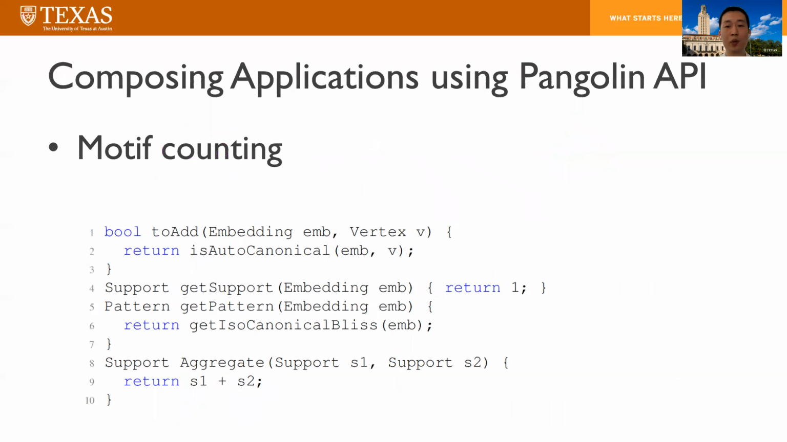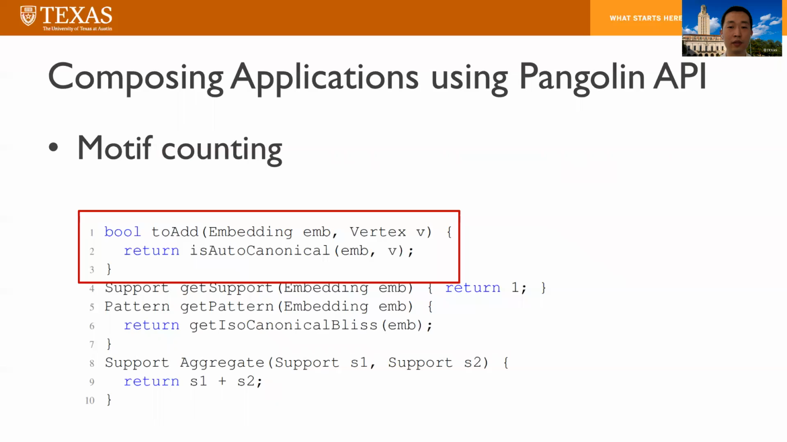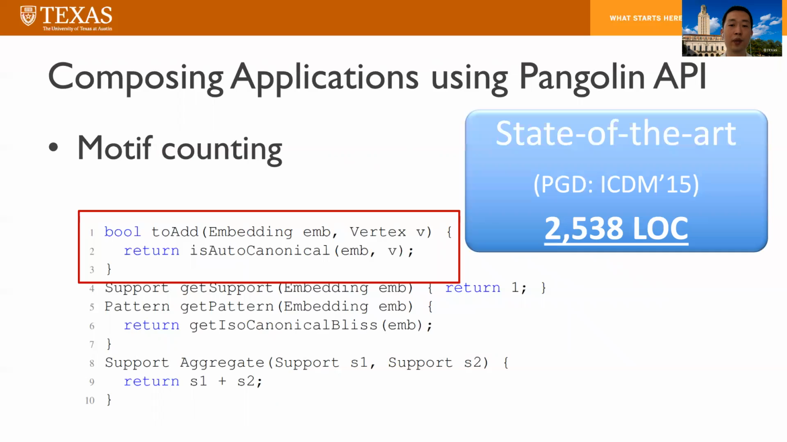Here is an example that shows how to implement motif counting in the Pangolin framework. The programmer only needs to use an API function called toAdd to apply the default automorphism check provided by the system. Overall, this motif counting implementation is as simple as those in previous systems. In comparison, the state-of-the-art handwritten motif counting solver has more than 2,000 lines of code.